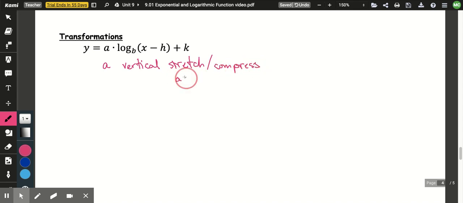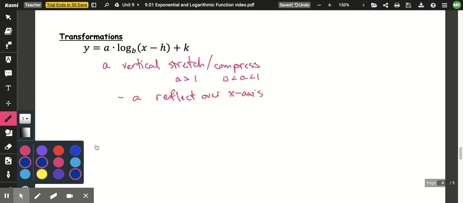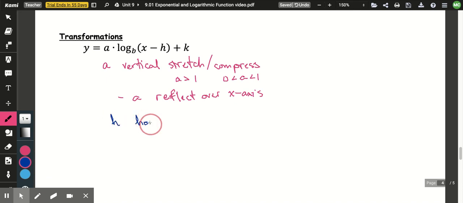It would be a stretch if the A is bigger than 1, and it would be a compression if the A is between 0 and 1. And then, of course, if you have a negative in front of the A, then that would reflect over the x-axis. Okay, if you replace the x with x minus h, well, the h would give you a horizontal translation.